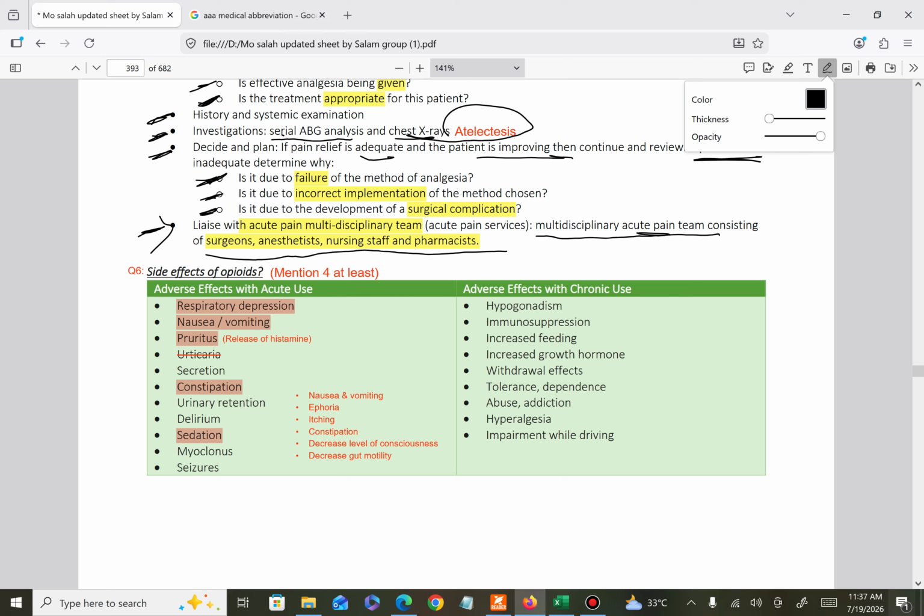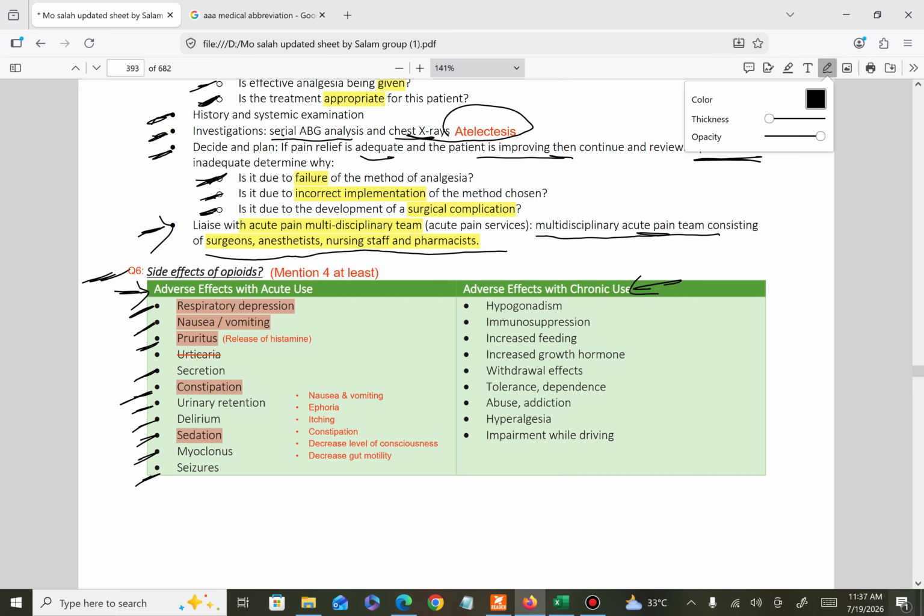Okay, so then the side effects of opioids: adverse effects with the acute use and adverse effects with chronic use. With the acute use, the adverse effects are respiratory depression, nausea and vomiting, pruritus due to release of histamine, secretion, constipation, urinary retention, delirium, sedation, myoclonus, seizures.